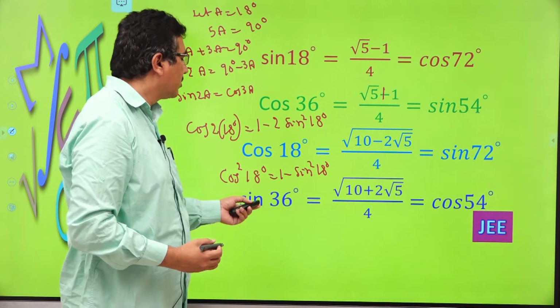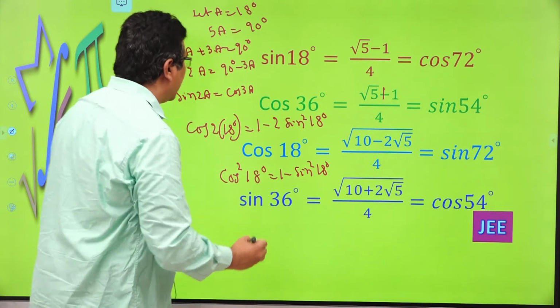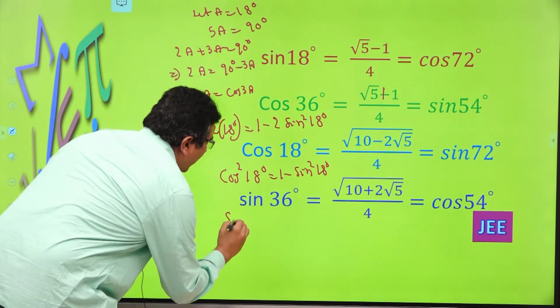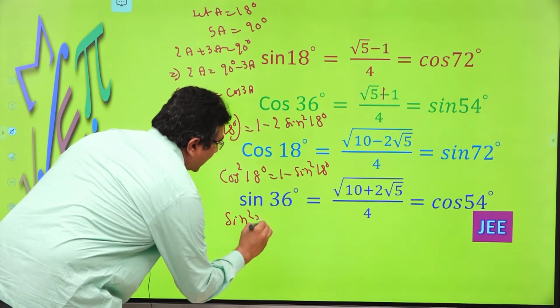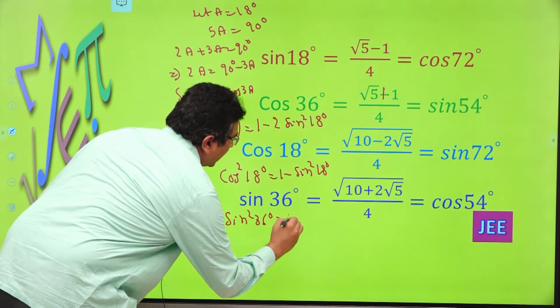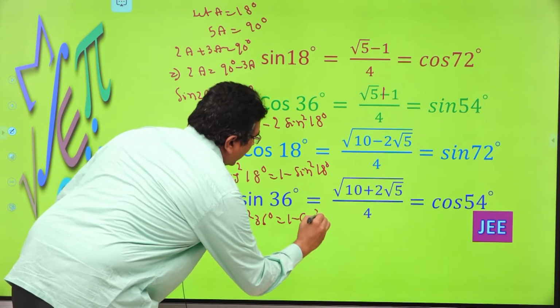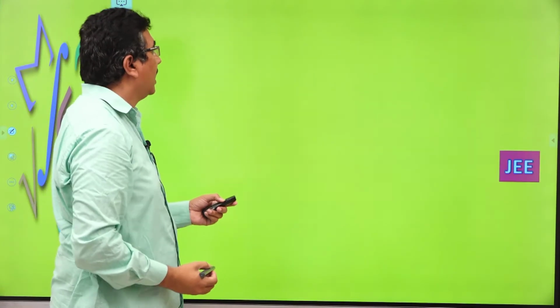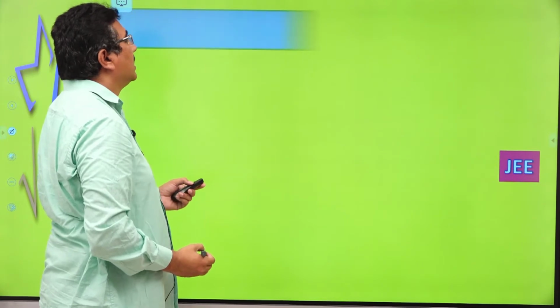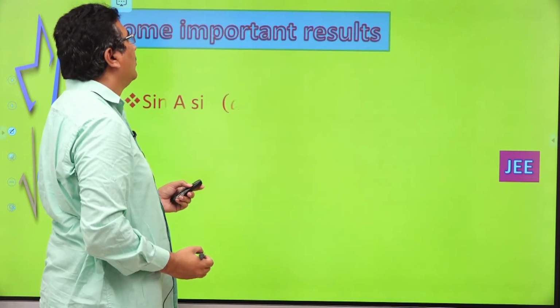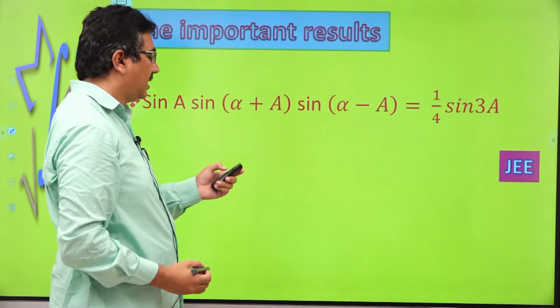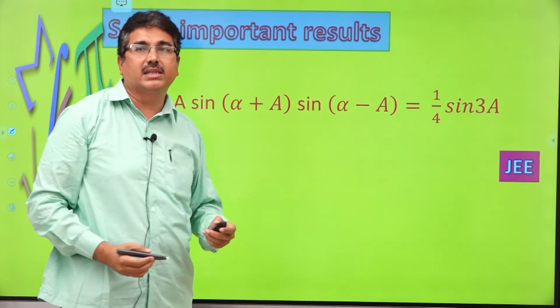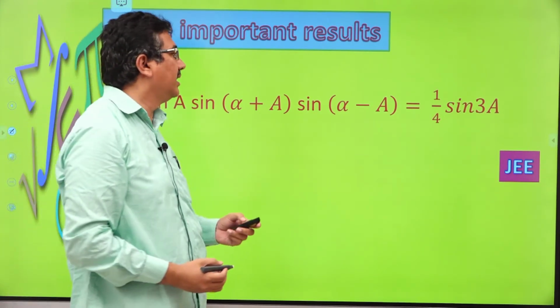Right? Sine square 36 degrees is equal to 1 minus cos square 36 degrees. Okay. Right. Now, see, very important results regarding JEE Mains and JEE Advanced.